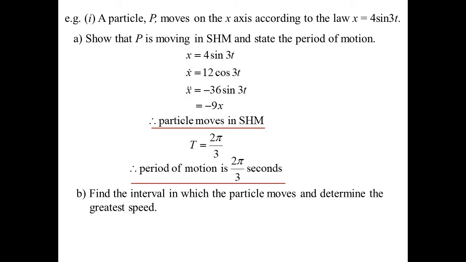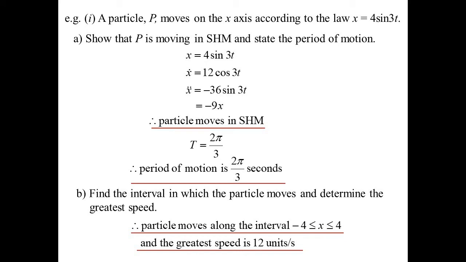Look at the displacement. It's a sine curve. That sine curve moves between minus 4 and 4. There's your path. Greatest speed. Look at the velocity. What's the biggest 12 cos 3t is going to be? 12. There's your greatest. Don't waste time using calculus.